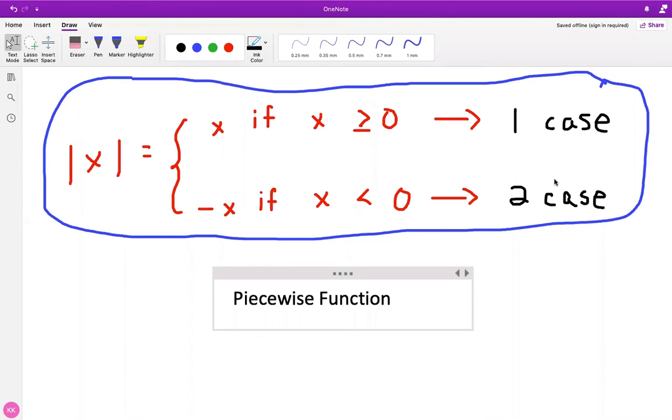This formula right here is known as a piecewise function. I will cover the piecewise function in more detail in the next video.